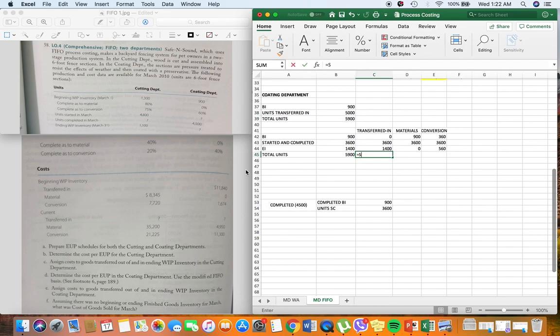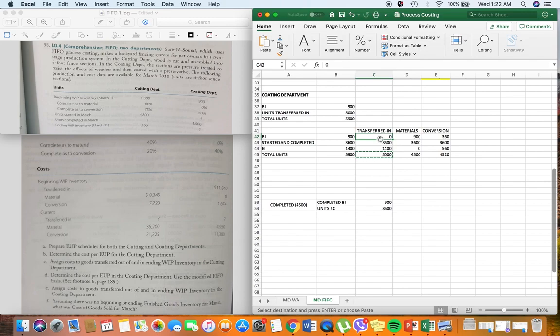Okay? So let us compute for the EUP for transferred in, materials, and conversion. So we have 5,000 for transferred in, 4,500 for materials, and 4,520 for our conversion cost. So again, if you have watched the weighted average multi-department process costing using weighted average method, di ba?